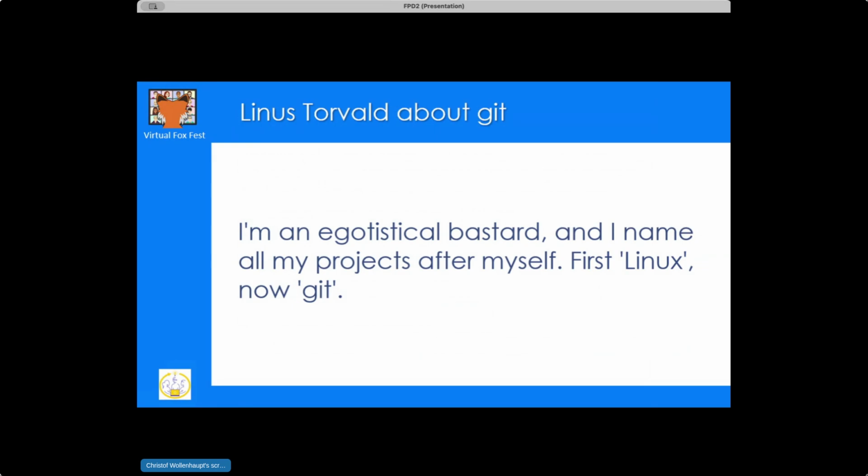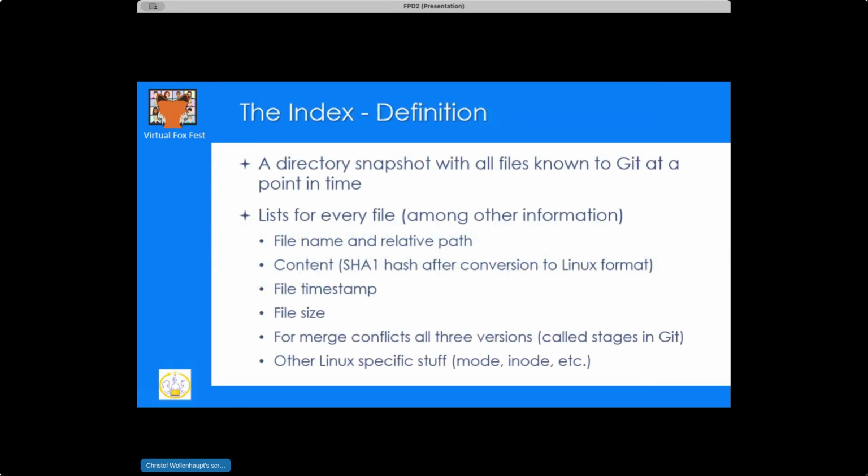So let's start right with the technical stuff. One of the special things about Git is called the index. The index is a directory snapshot that has all files known to Git at a point in time. So if you check out something, there's an index telling Git what files are in this commit. If you add files to the staging area, Git updates the index and knows about that file. Every file you haven't added is not known to Git.